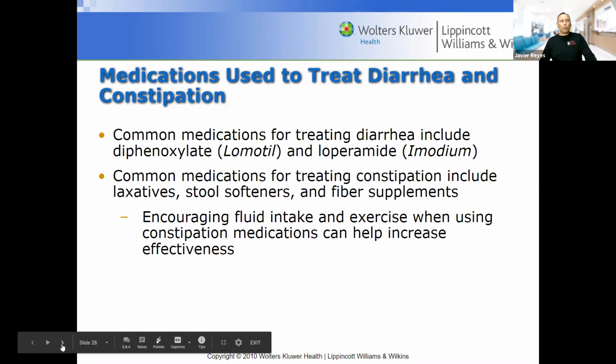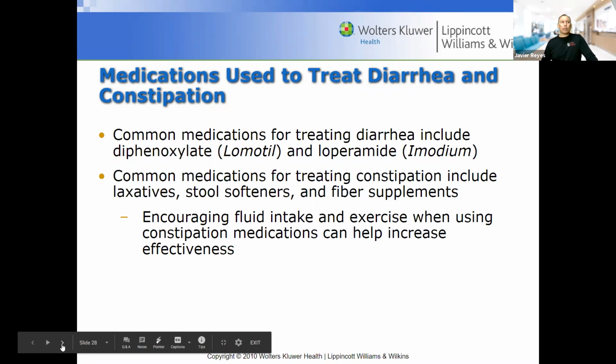Now there's other medications like Lomotil, which is the same thing, but some of these medications also have side effects which can affect the heart. So we don't want to give too much loperamide or too much Lomotil because we can have some other complications.